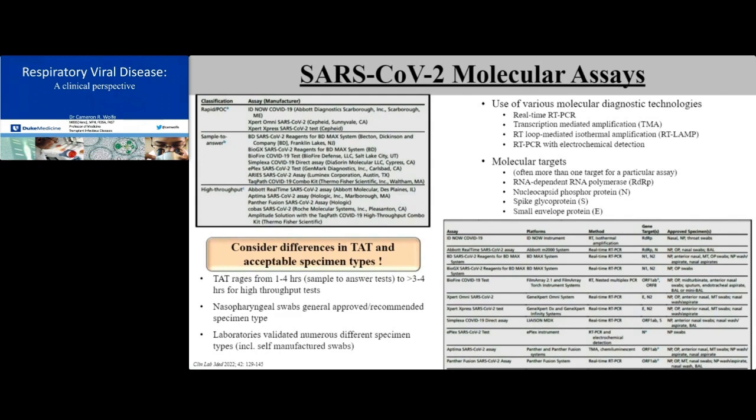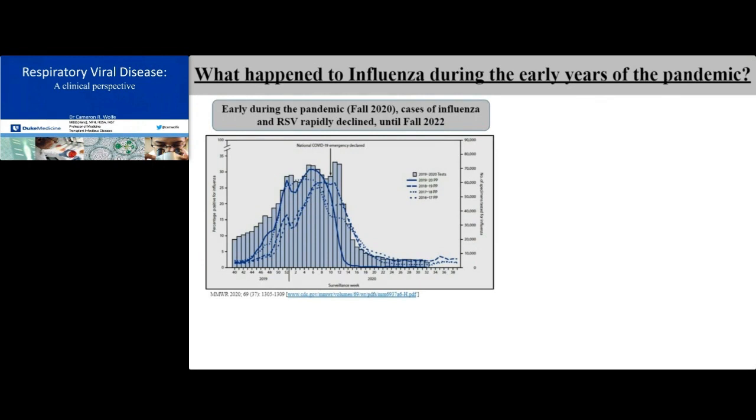So let's take a look at the other illnesses. As I mentioned earlier, and as was mentioned by the previous speaker, influenza cases declined significantly in 2020 during the first fall and winter of the pandemic. Accordingly, laboratory testing for influenza also declined to very low numbers. In fact, I don't really recall doing much influenza testing in my lab in that first winter of the pandemic. In cases where co-infection was suspected, some combo panel testing was utilized.